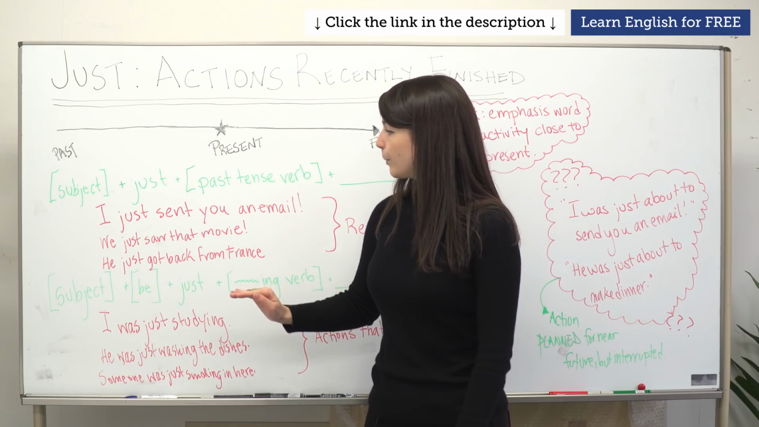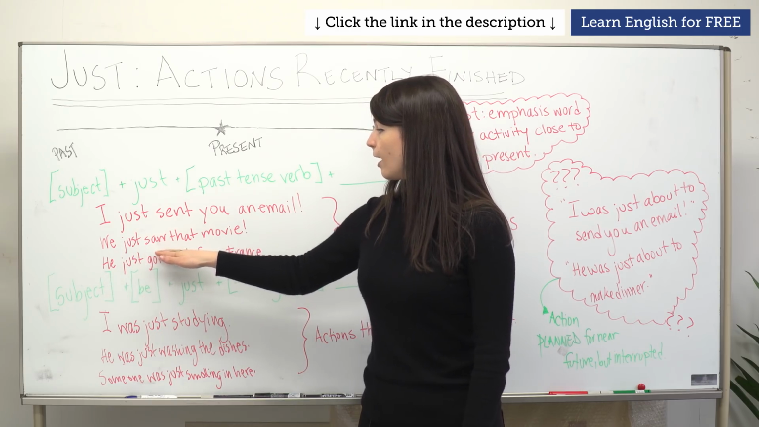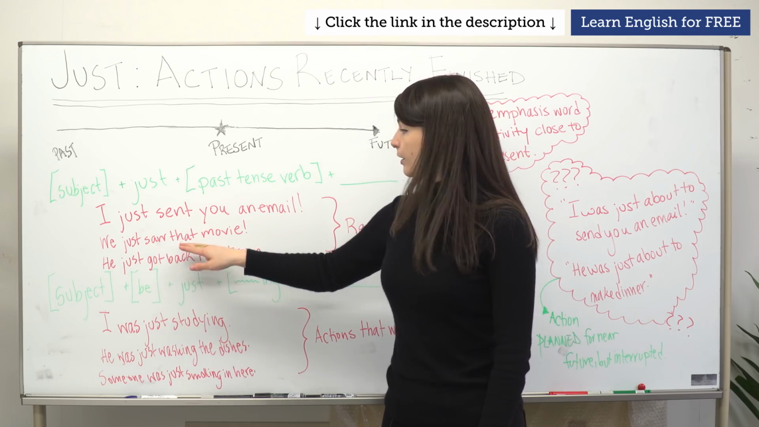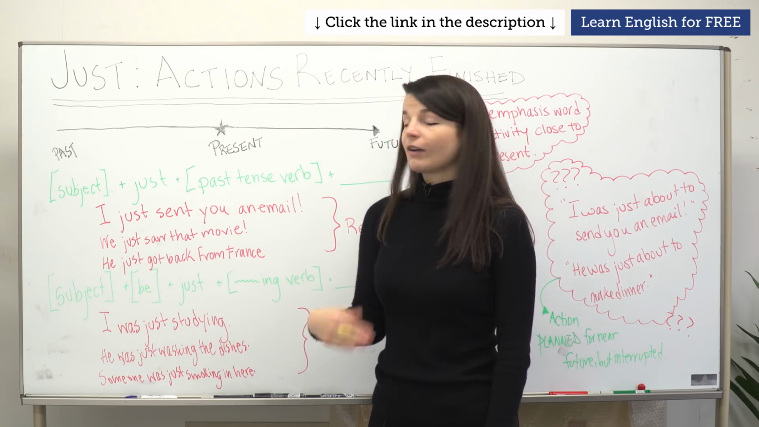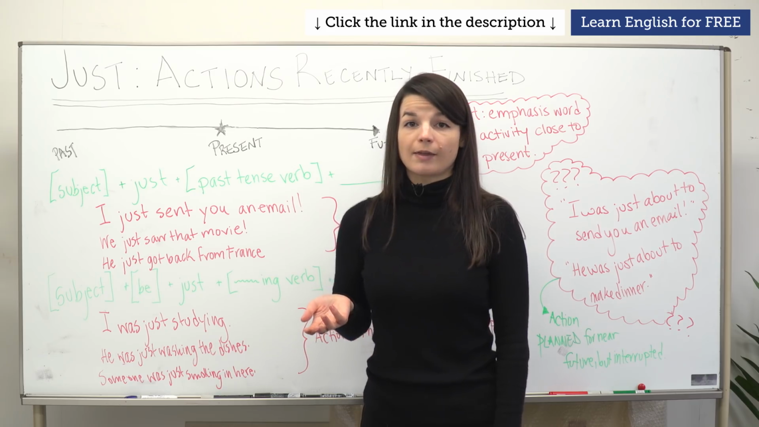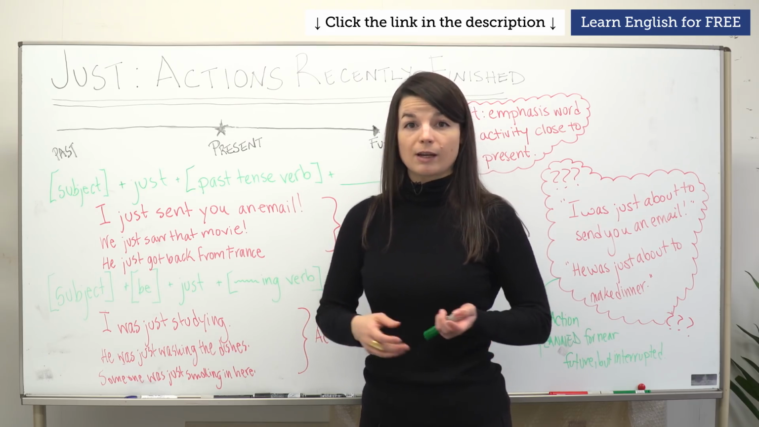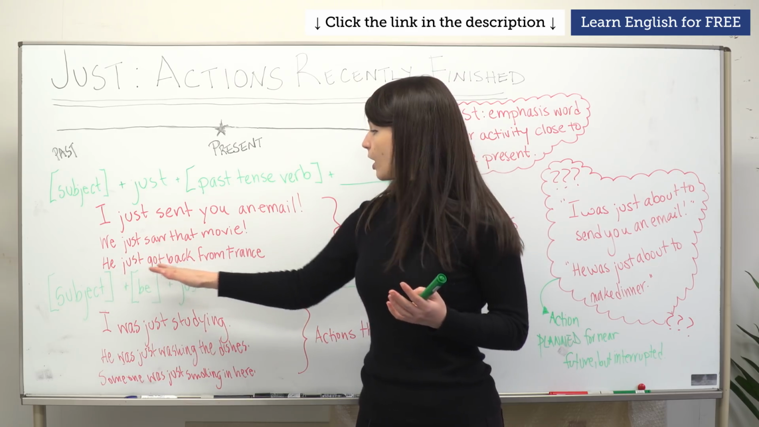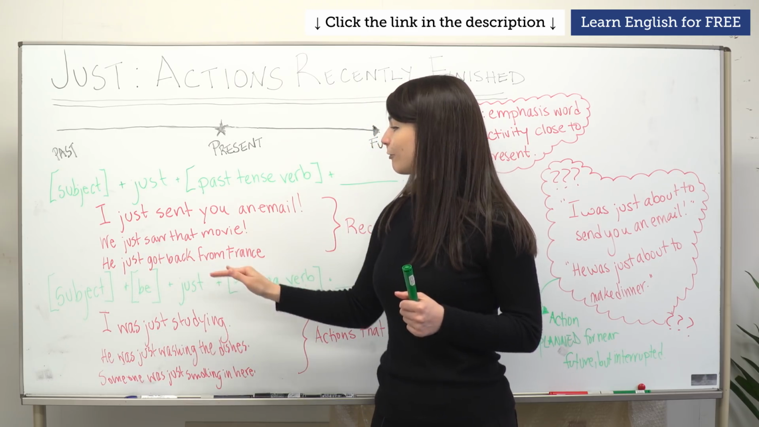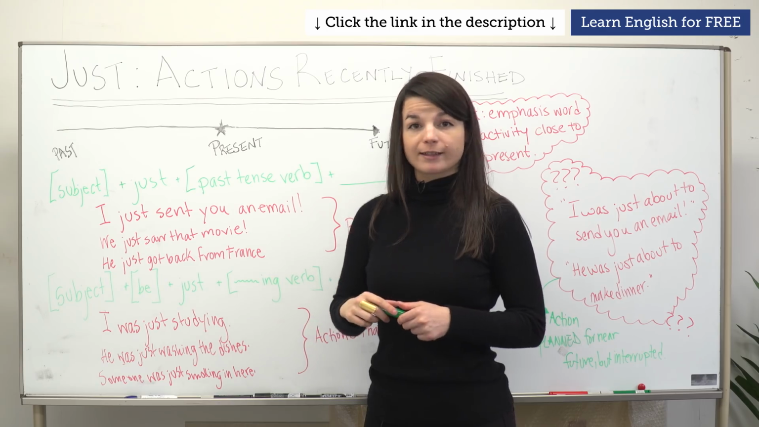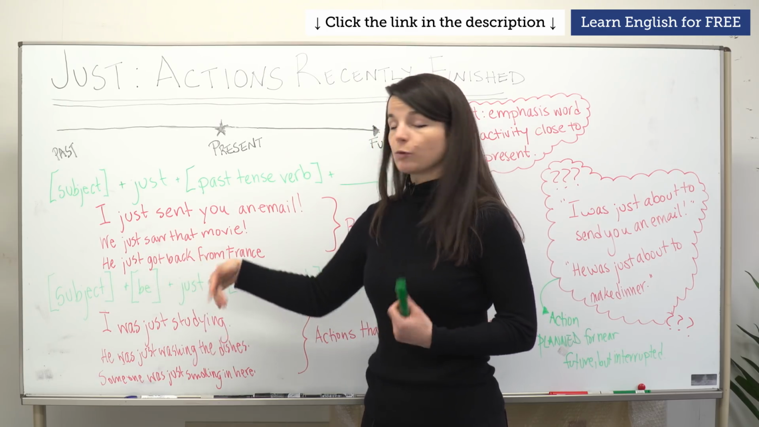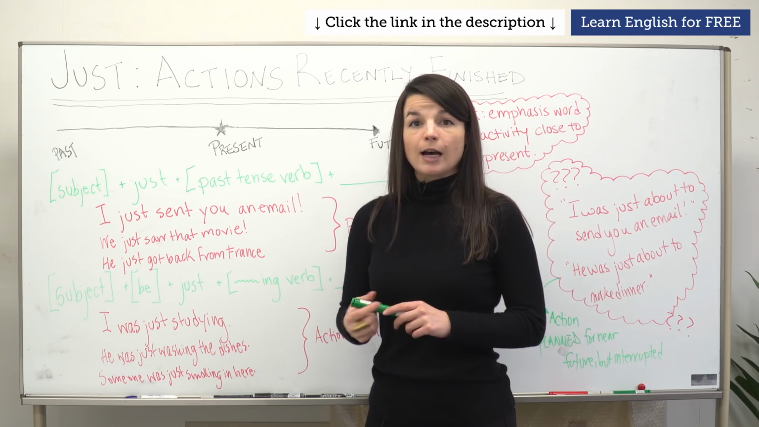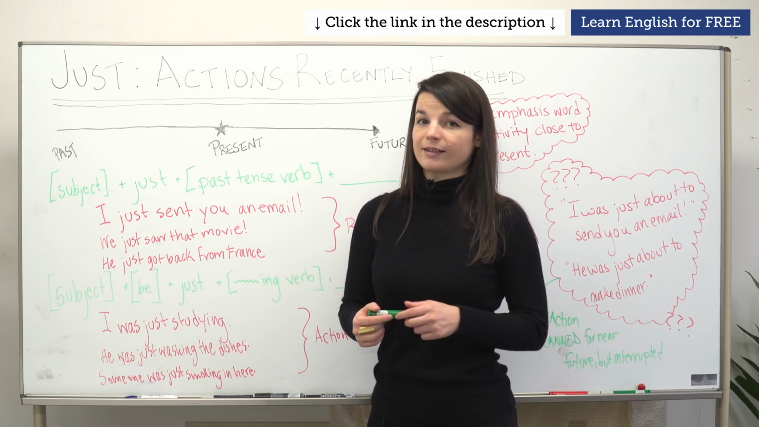Let's look at another example. We just saw that movie. So saw is the past tense form of see. So we just saw that movie. Very, very recently we saw that movie. That's what we want to communicate with this sentence. Another example, he just got back from France, or he just came back from France is good too. So I've used got here to get back from a place as kind of a casual verb choice. We can say he just came back from France as well.